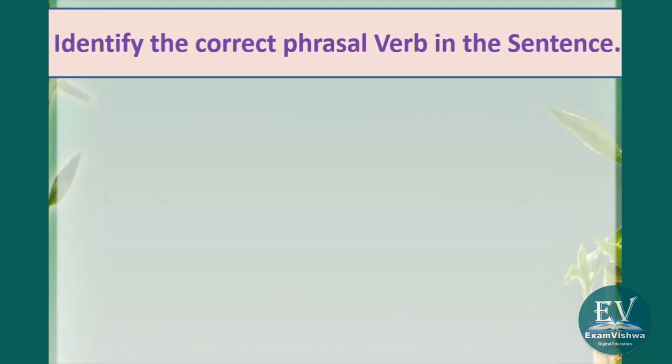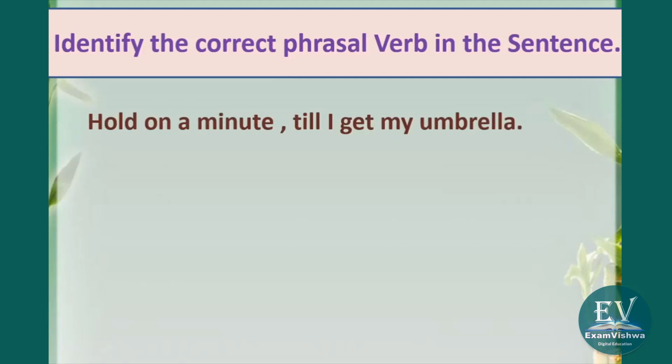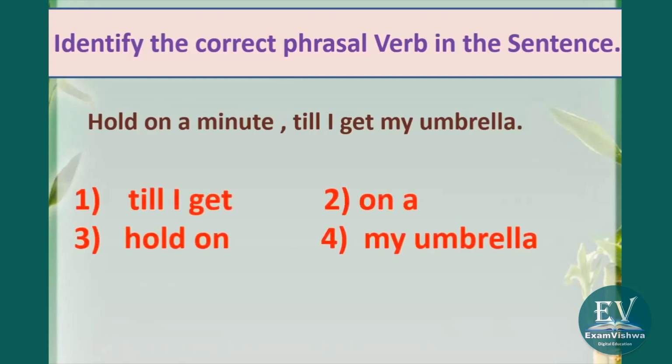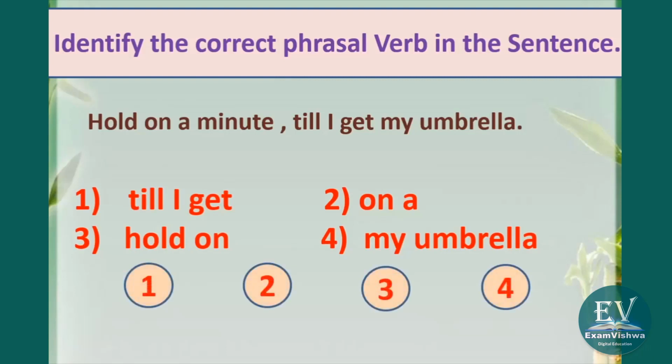Same pattern of question. Identify the correct phrasal verb in the sentence. Hold on a minute till I get my umbrella. Options: till I get, on a, hold on, my umbrella. I think this is rather simple. You are just supposed to find out where the verb plus preposition or verb plus adverb is. So is it 1, 2, 3 or 4? Yes, it's 3. Hold on. Okay children, so these were the 3 questions from pattern number 1 of the type of questions.